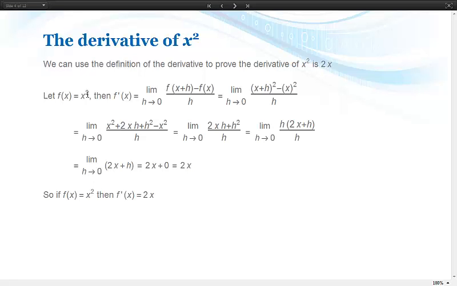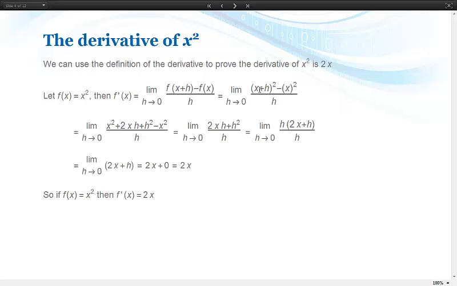Let f of x be x squared, then by definition the derivative is the limit as h goes to 0 of f of x plus h minus f of x over h. Well, how do I plug in x plus h to this function? Well, it squares its input, so f of x plus h is x plus h squared. And then minus f of x is minus x squared over h.